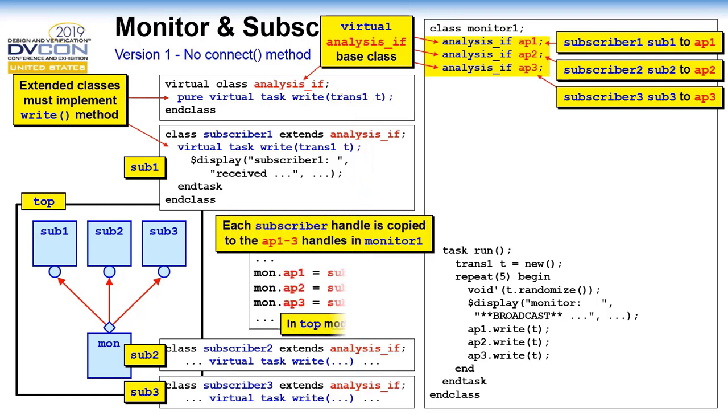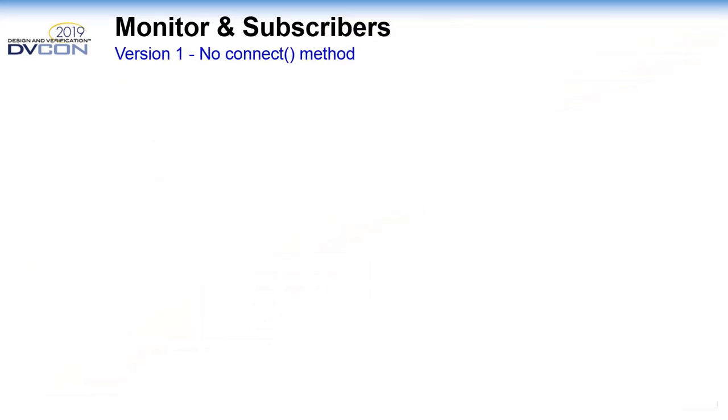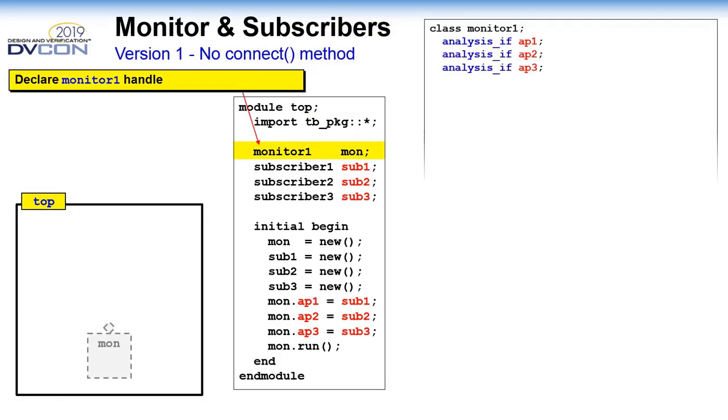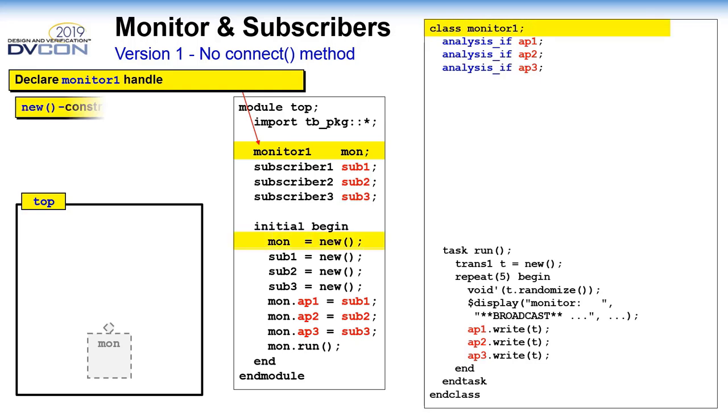And so at the top level, we're going to need to know what the handle names inside of the monitor are, so that we can copy our local handles to the handles inside of that monitor. And so in this first version here, we've got a top module where we've declared a monitor handle and we new construct the monitor. Again, this is not UVM, so I'm not using the factory. This is not UVM code.